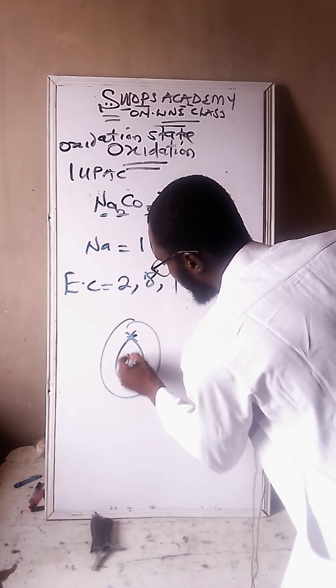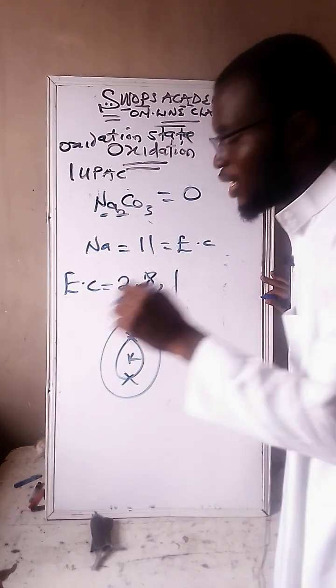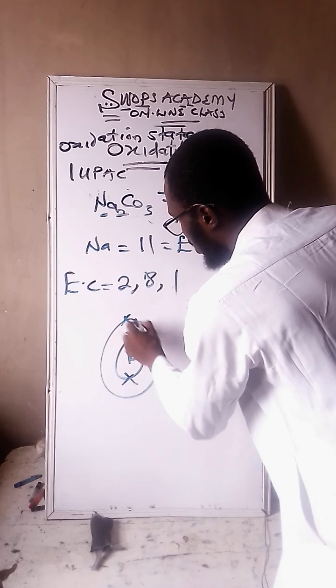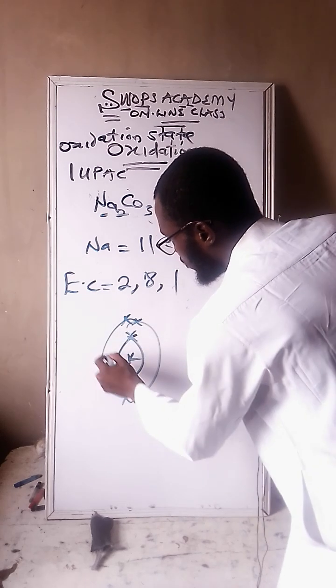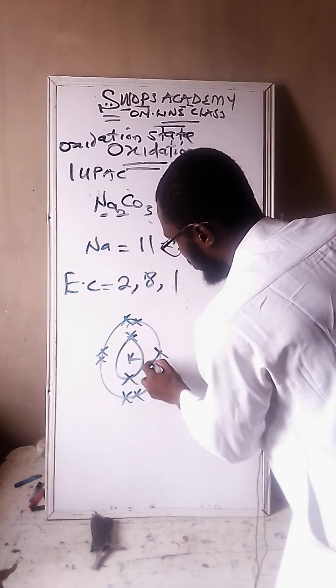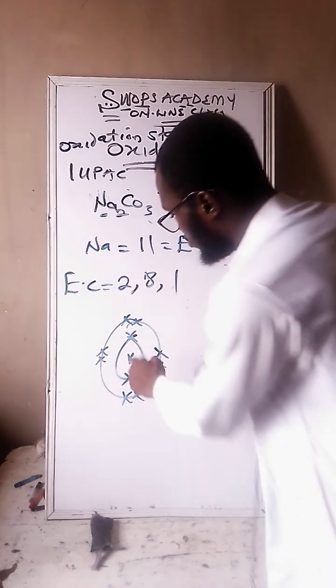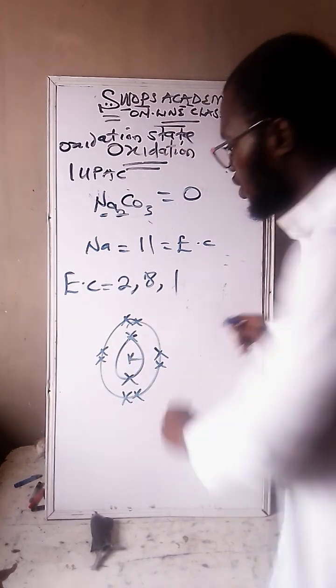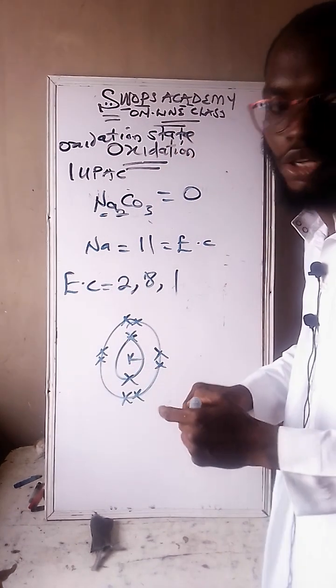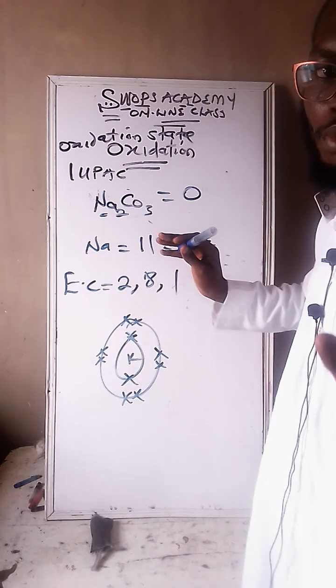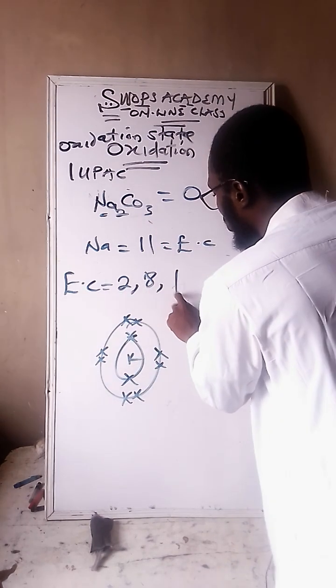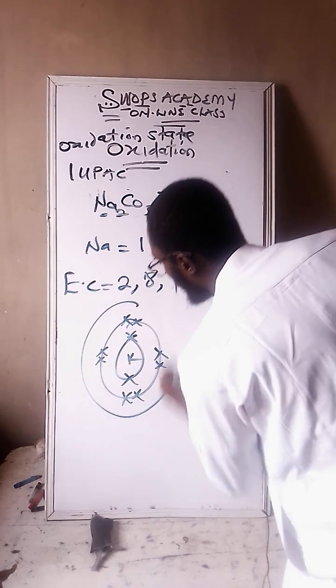This is 2, which is K. Do you recall that? K, L, M, N, O shells. This is 8 now. 1, 2, 3. This is 8. Know that K must be 2 at most. The octet must be 8, must not be more than 8. Then the other one here, which is 1.